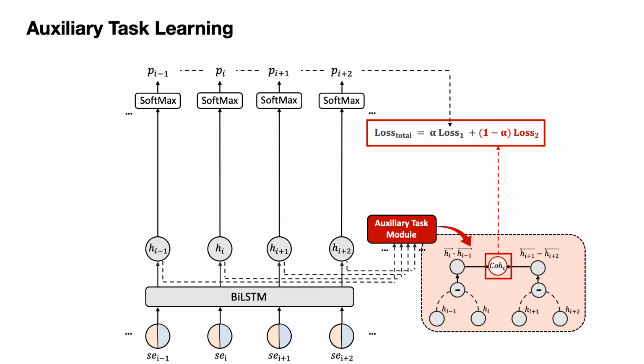This auxiliary task objective is computed based on the sentence pair coherence prediction, and it can be jointly optimized with the original objective. However, how should we obtain the ground truth sentence pair coherence for the loss computing of our auxiliary task?